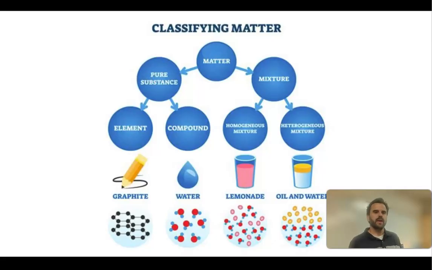Today we're going to be talking about classifying matter. When we talk about matter, anything we see, a desk, a chair, all of that is matter. But then what type of matter is it? You can see from this chart, we're going to separate into two main categories. One is pure substances, and the other is mixtures. We'll talk about those and then how to break it out from there.